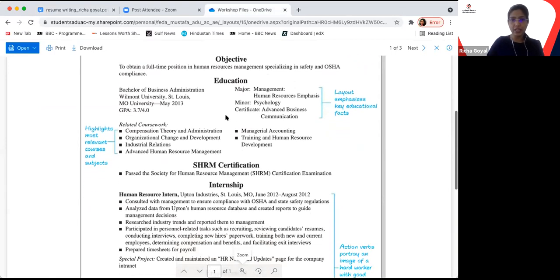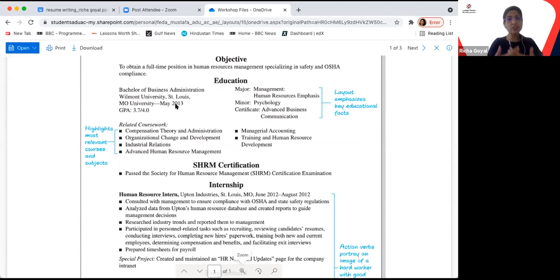So here, as you can see, Julia has a Bachelor of Business Administration, just one qualification. In her bachelor's, the major was management with an emphasis on human resources, and the minor was psychology. She also did a certificate in advanced business communication. As you can see, in education, she has mentioned her degree, the name of the university, Wilmont University, the city where the university is located, St. Louis. Then the date, when it was completed: May 2013, the date of completion.